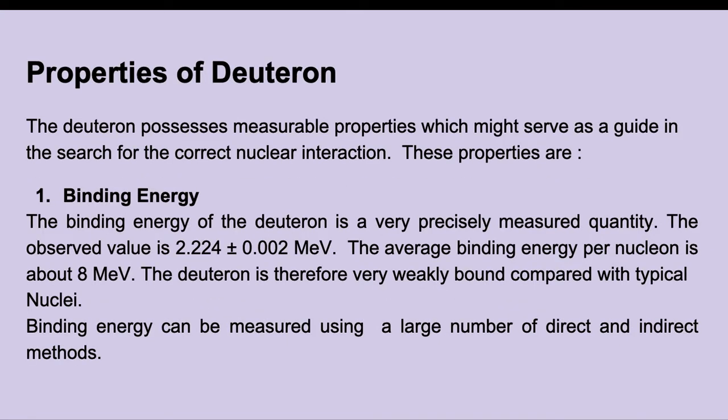So, now we can discuss some properties of deuteron. The deuteron possesses measurable properties which might serve as a guide in the search of the correct nuclear interaction. And these properties, we will start with the binding energy. The binding energy of the deuteron is a very precisely measured quantity. The observed value is 2.224, or sometimes you can take it as 2.225 MeV. The average binding energy per nucleon is about 8 MeV.